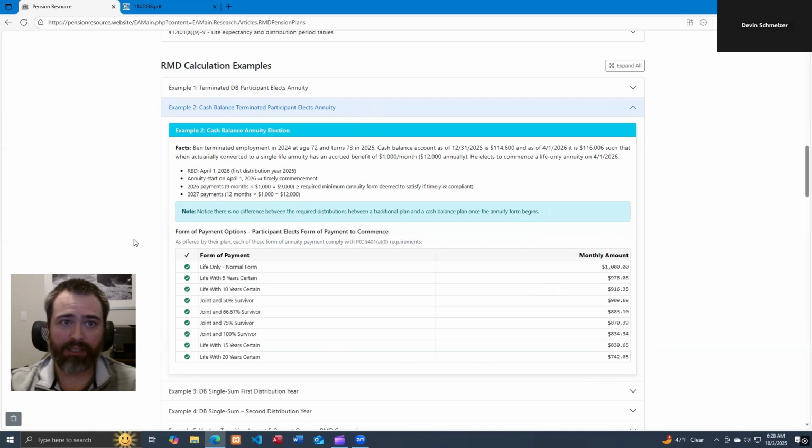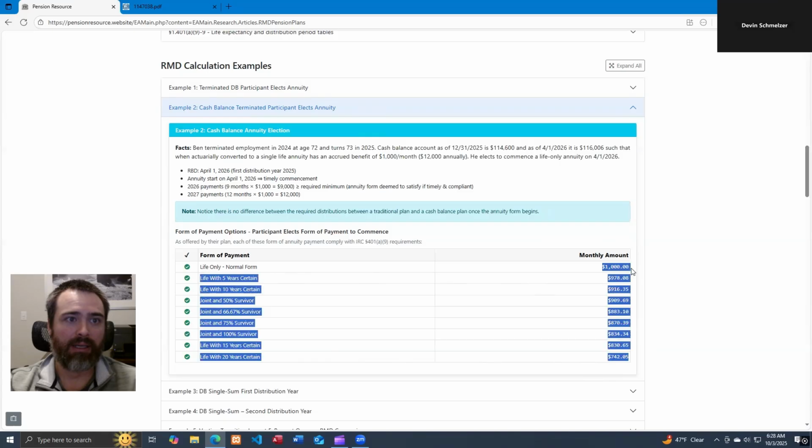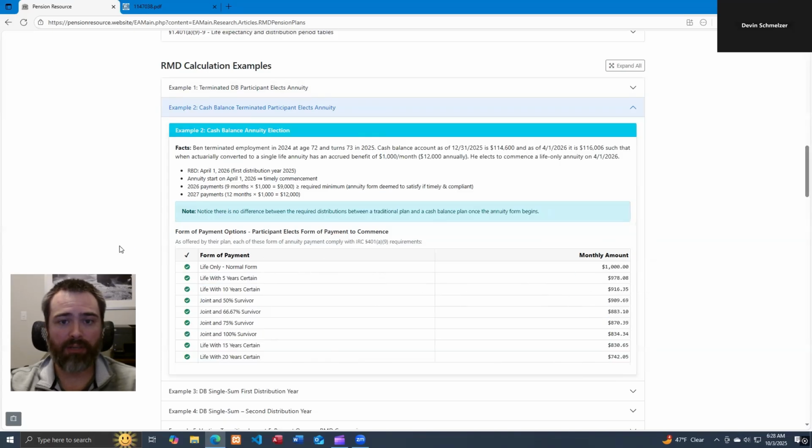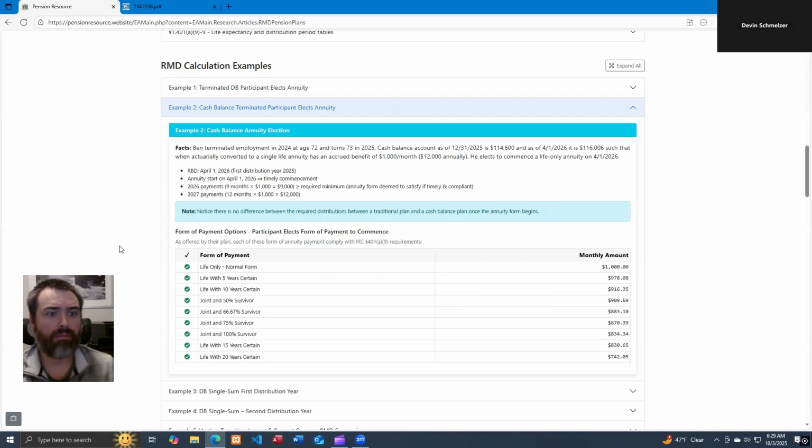If they didn't make an election, again, a $1,000 check would be paid if not married. If married, $909 per month would begin. But again, any optional forms available under the plan that comply with 401(a)(9) can be elected as their retirement benefit.